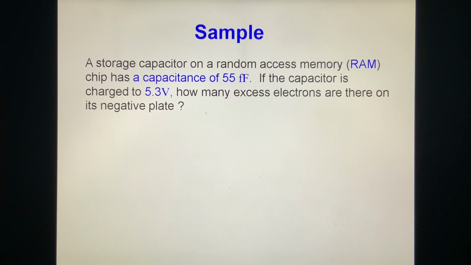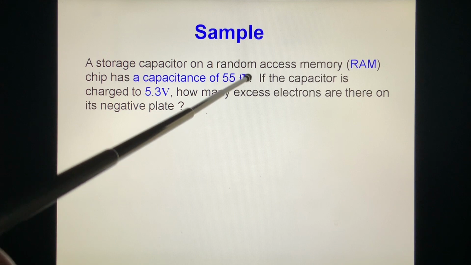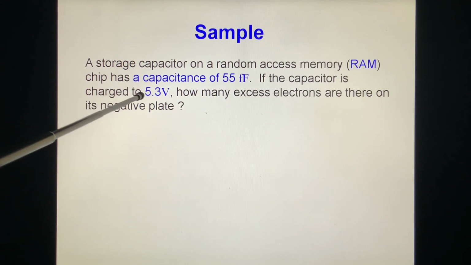Sample. A storage capacitor on a random access memory RAM chip has a capacitance of 55 femtofarad. If the capacitor is charged to 5.3 volt, how many extra electrons are there on its negative plate? There's a capacitor, you have the capacitance and the voltage. A very simple question.